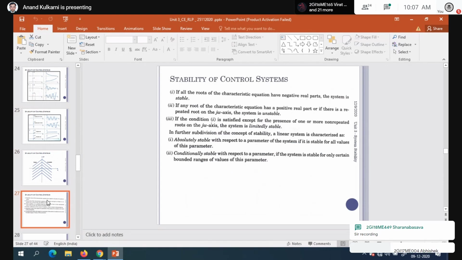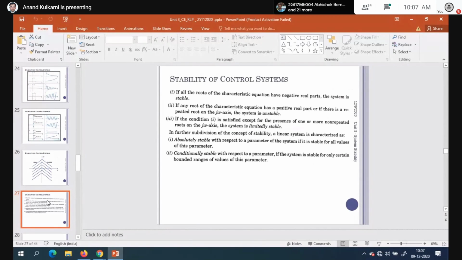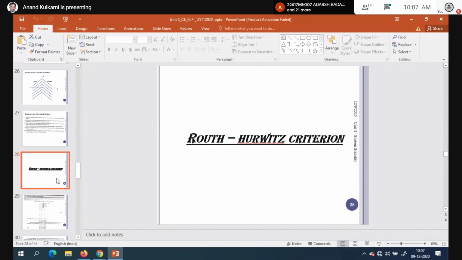Then to determine the stability, you have to find the roots, and finding the roots is a very complex thing. Up to third order roots only you can find by using your normal method of solving the equations. But after third order, it is not possible even by using a calculator. Hence, the method developed is the Routh-Hurwitz criteria.